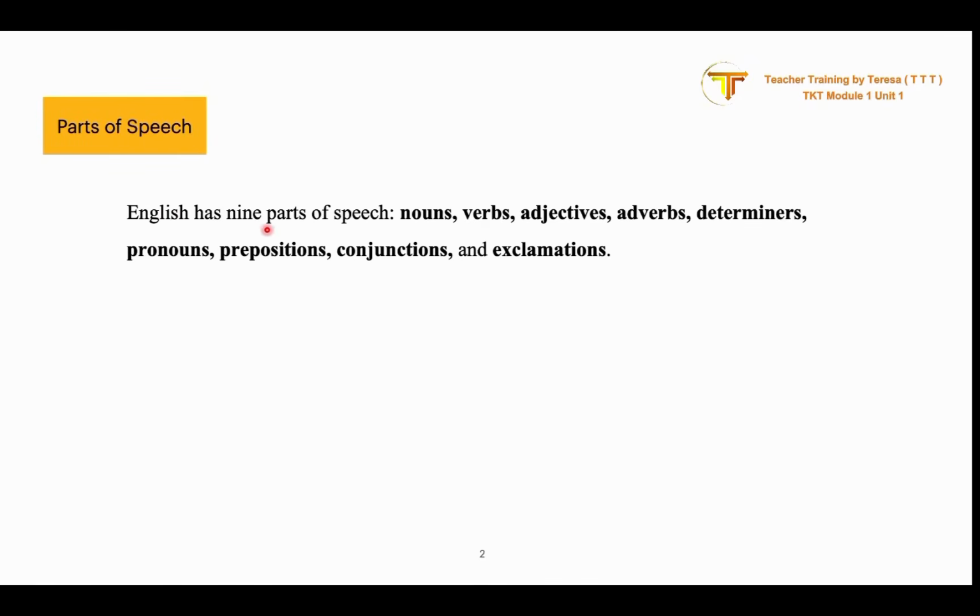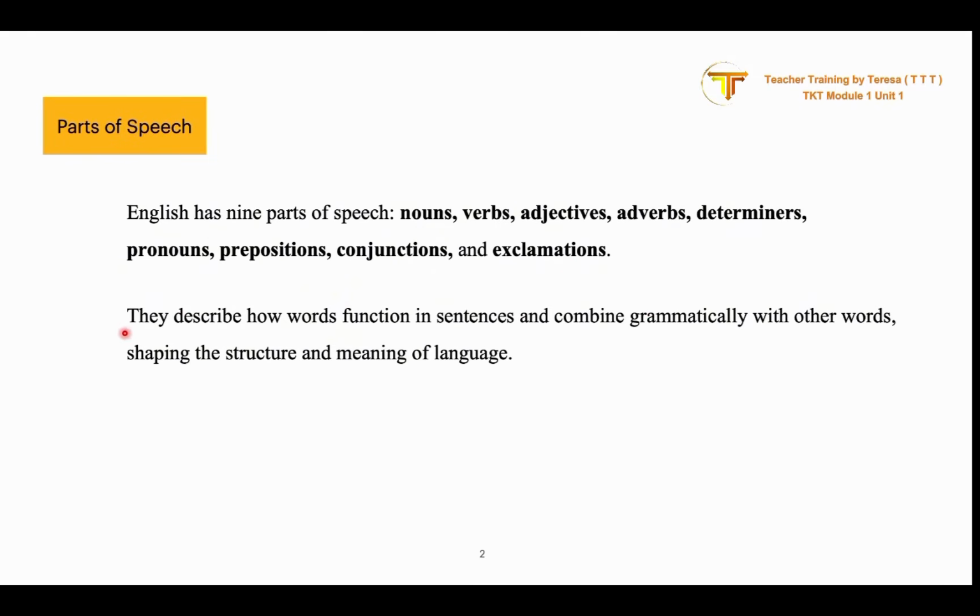Parts of speech. English has 9 parts of speech: nouns, verbs, adjectives, adverbs, determiners, pronouns, prepositions, conjunctions, and exclamations. They describe how words function in sentences and combine grammatically with other words, shaping the structure and meaning of language.